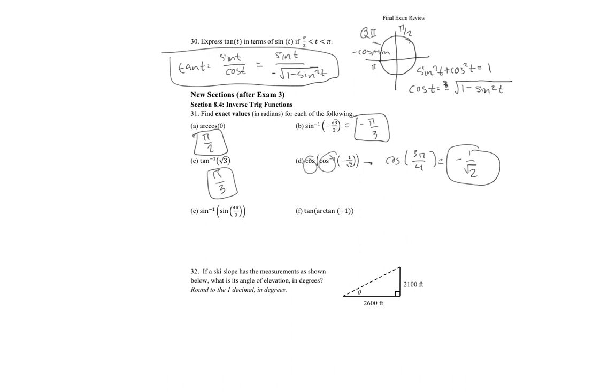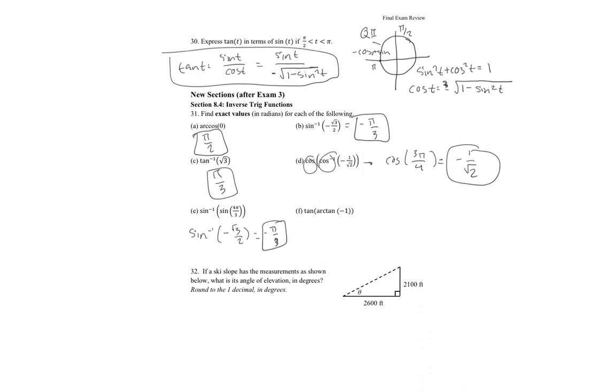And so for this next one, we have to take the sine of 4 pi over 3 and then take the sine inverse of that. So if we plug sine 4 pi over 3 into our calculator, we know that that's going to give us negative radical 3 over 2. And so then we have to take the sine inverse of negative radical 3 over 2, which gives us negative pi over 3.